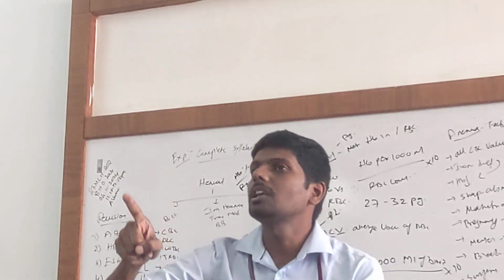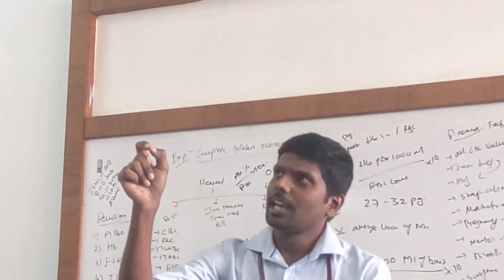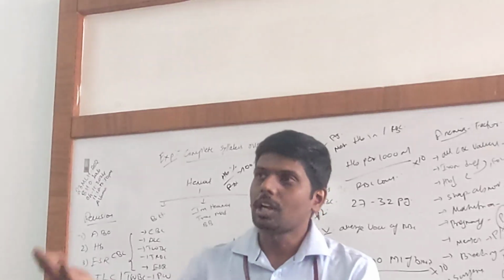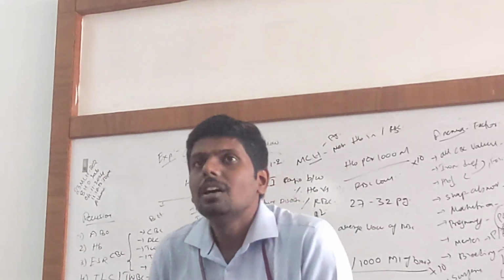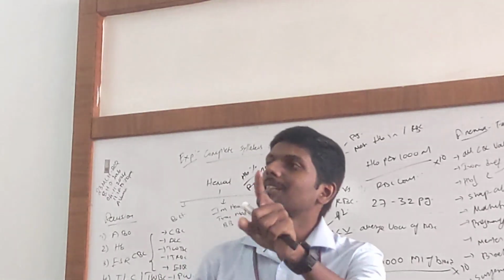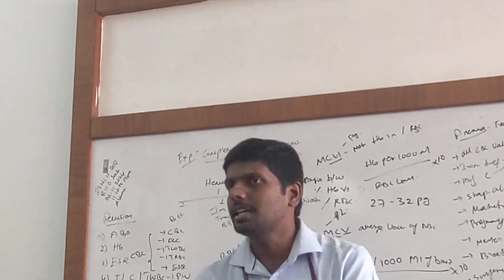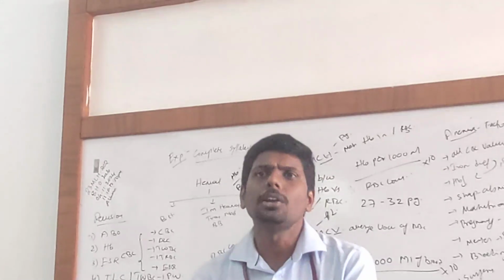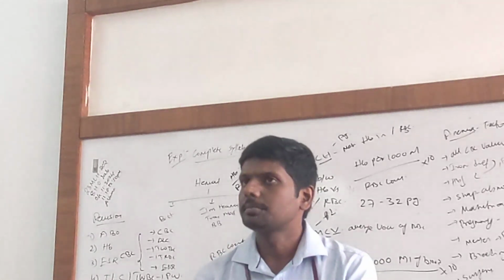Mean corpuscular hemoglobin concentration. How will we measure it? Hb by PCV. PCV will measure the volume. So Hb by PCV is the MCHC. Then the last and final one was hemoglobin percentage to red blood cell count percentage. It is called the color index. What is the normal color index? 0.8 to 1.2 is the color index.